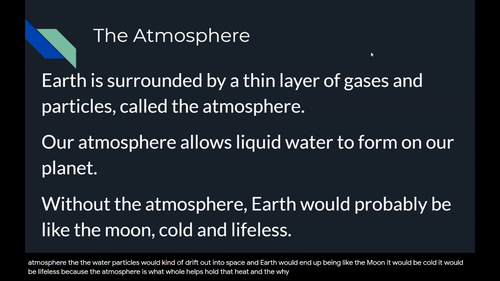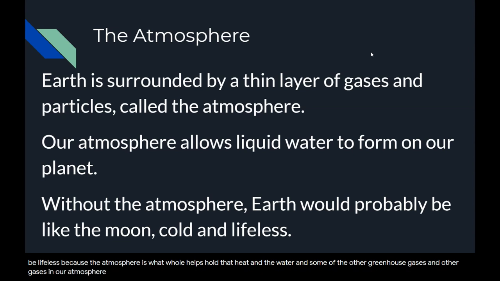The water and some of the other greenhouse gases and other gases in our atmosphere help hold all that in place. It also helps block a lot of the radiation from the sun, and it's because of blocking that radiation that life was able to form on our planet. That and the fact that we have water.